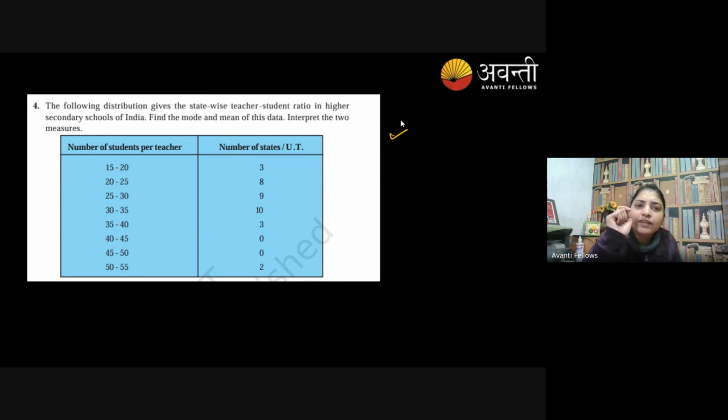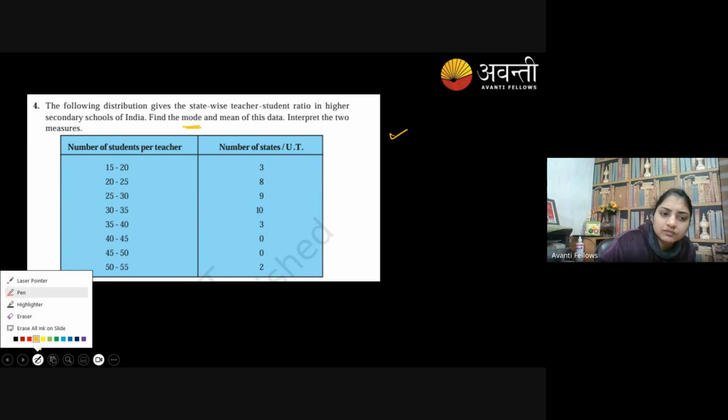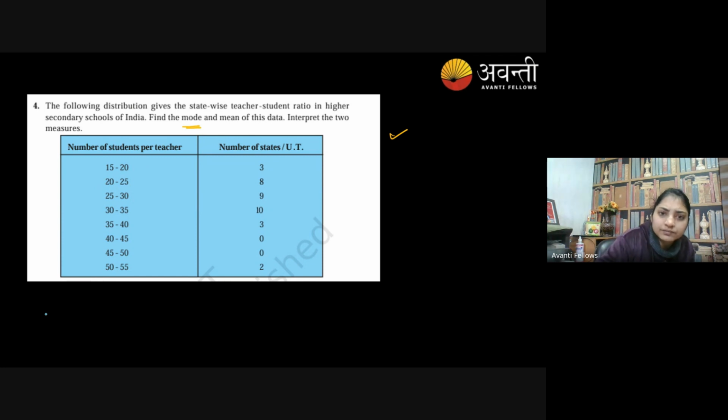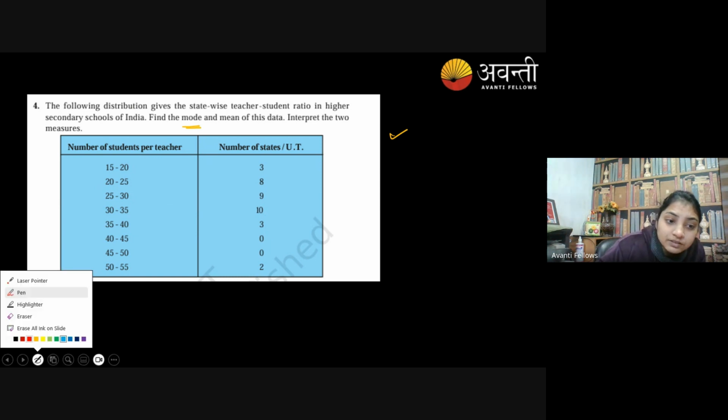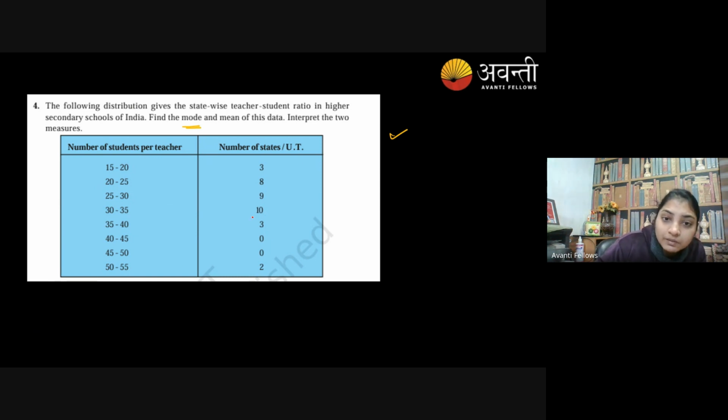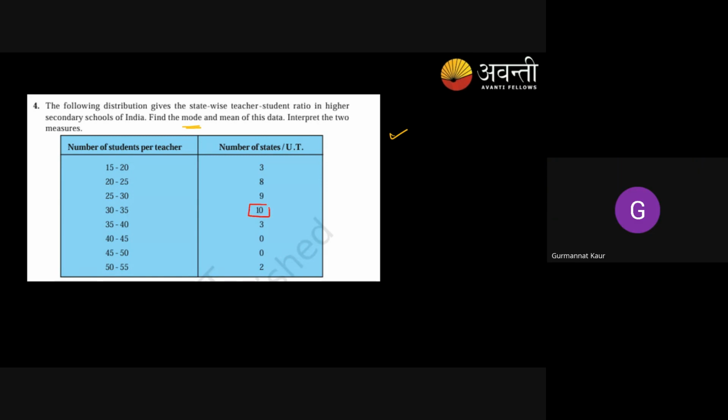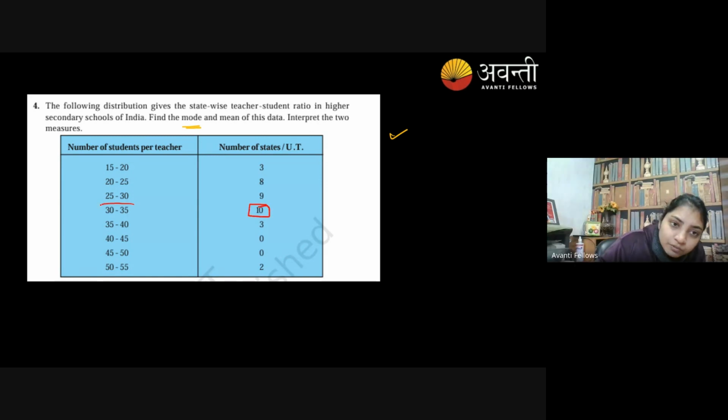Can we work upon one thing? Mean is known, how to solve, right? Can we calculate mode? So what should be the mode? How to calculate mode? I need to just go through first which data is most repeated. That means 10. So this is going to be my modal class.